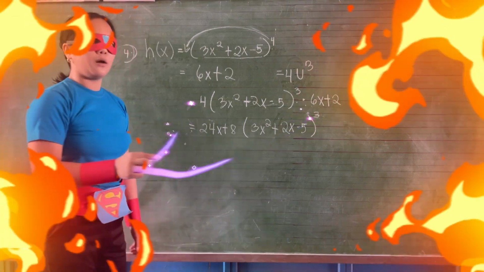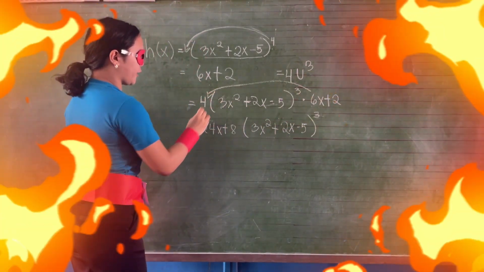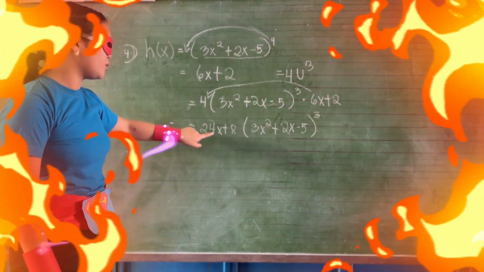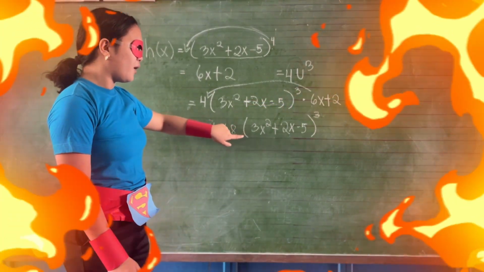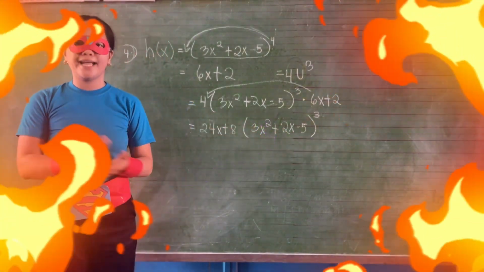So we're going to multiply the 6x plus 2 with this 4. So it will become 24x plus 8 times quantity 3x squared plus 2x minus 5 raised to the power 3. So that's the answer.